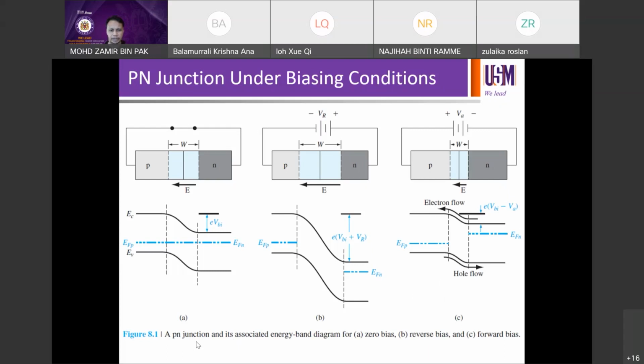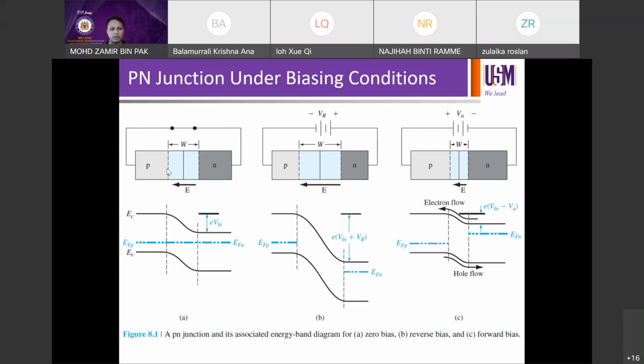So, the PN junction and its associated band diagram for zero bias. Here, the left one is the thermal equilibrium condition, B is reverse bias, C is forward bias. So you may have one of the three conditions related to the PN junction. So look at the top first: the PN junction, the leftmost one first, then the middle and right.